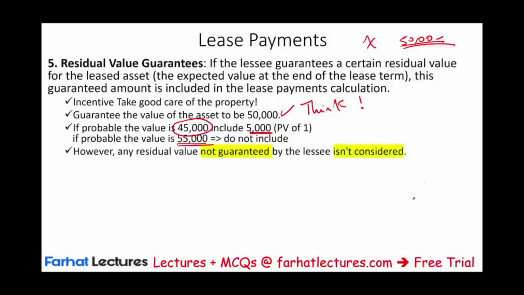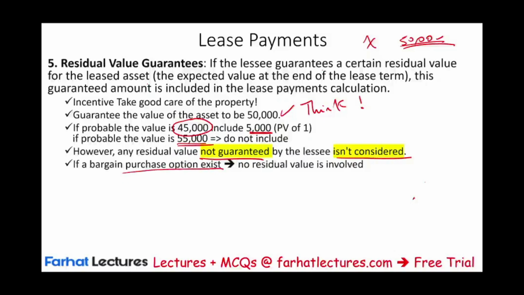Now, bear in mind, if the lessee does not guarantee the residual value, then you don't include this in the computation. Also, if a bargain purchase option exists, what is a bargain purchase option? It means at the end of the lease, the lessee is highly likely to purchase the asset. Then you ignore residual value because you don't create a liability against yourself. No residual value is involved because you're going to take the asset, whether it's worth $10,000 or $10 million or $10. You don't have to worry about the residual value. You're responsible for that asset.